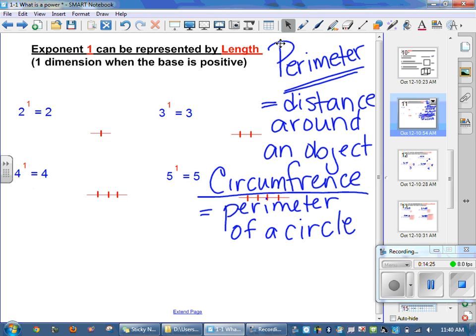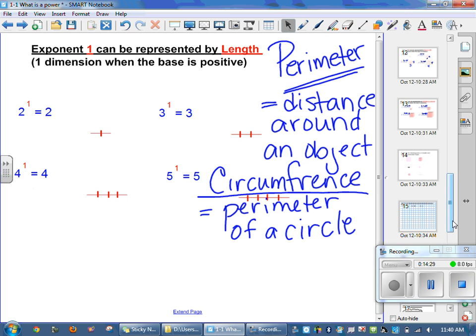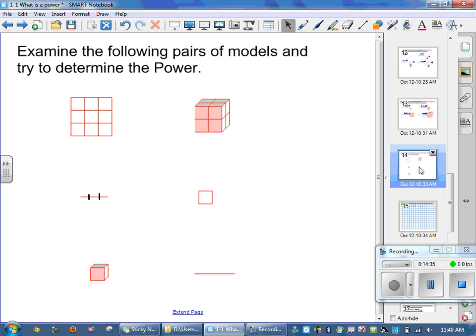Okay. Now we're almost done this lesson. We can take a look. You guys, I want you to figure out what these would be. Please write those as powers. All right, who's got the top left? Top left. All right, Seelan? 3 squared. 3 squared, absolutely, because we have a 3 for length and width.